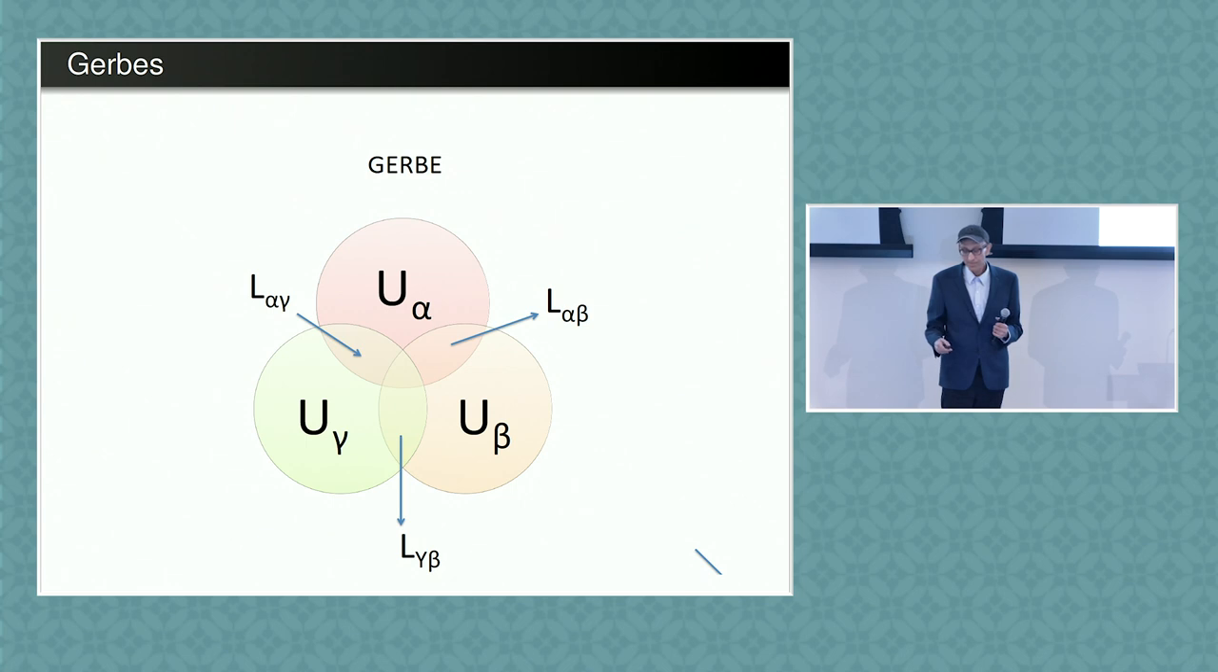So this is a diagram which unfortunately I couldn't draw properly. So you have L alpha gamma here, and the arrow should be this way. And it's L alpha beta here and L gamma beta here. And on the triple overlap, it's trivial.